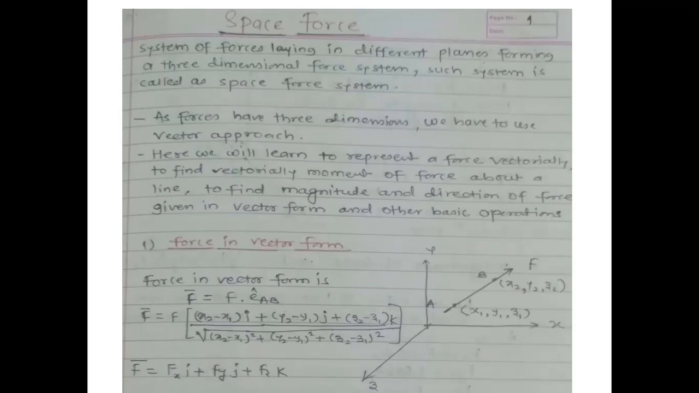Roughly we can write (x2 minus x1) divided by the square root of (x2 minus x1) square plus (y2 minus y1) square plus (z2 minus z1) square, is nothing but Fx. Likewise, (y2 minus y1) divided by the same root is Fy. Fz is (z2 minus z1) divided by this complete value, into k. See, this is a standard formula.